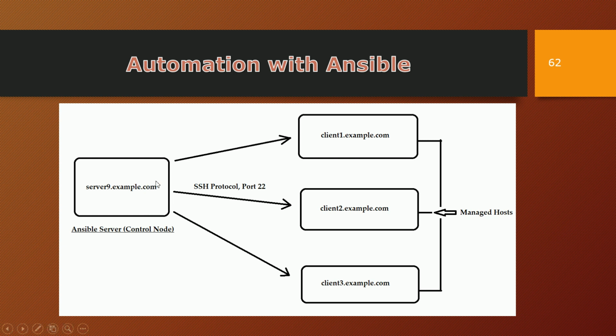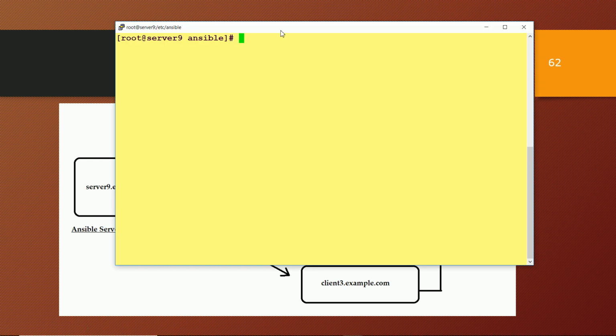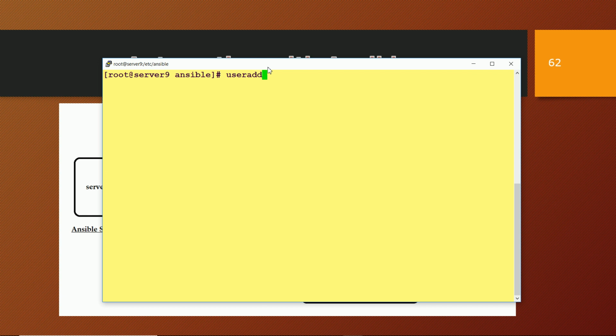Now the second step is that we have to set up the communication between your Ansible server and all your client machines. So I'm just creating a normal user. That normal user should be created on all the client machines as well as your Ansible server. The normal user I'm taking is tech. You can give any user, and you have to give the password here, tech.